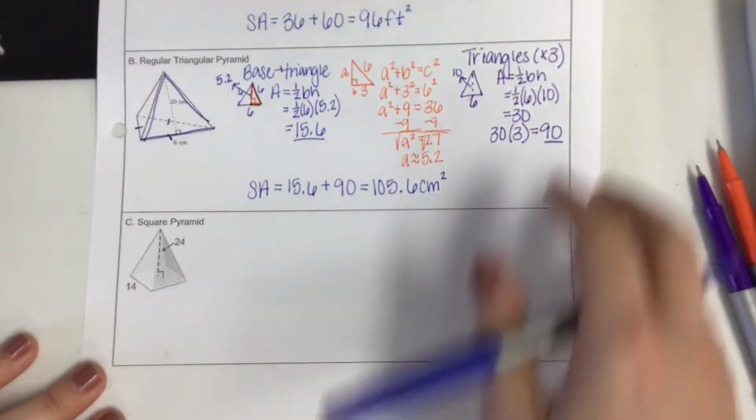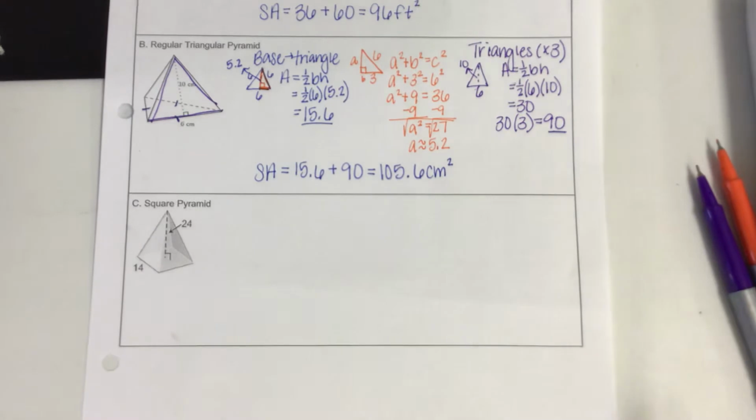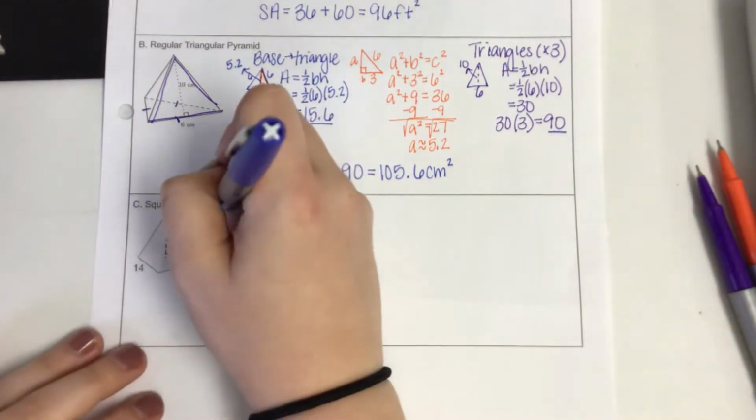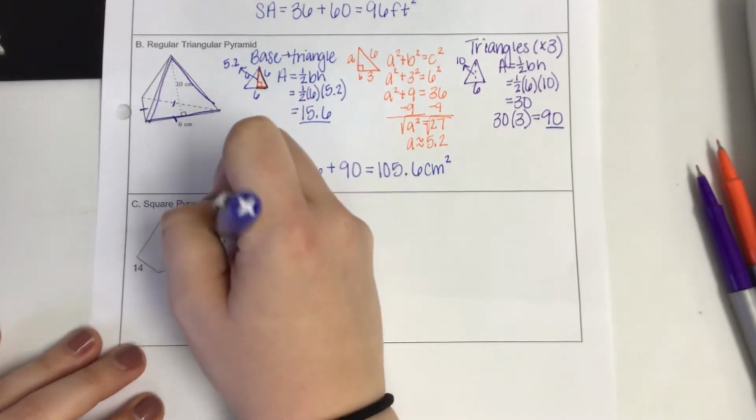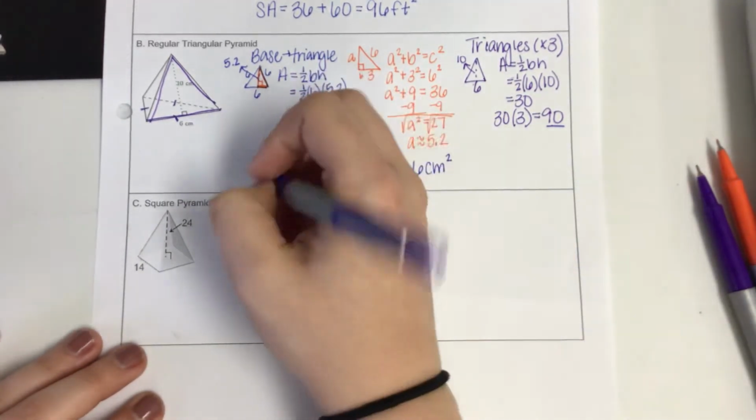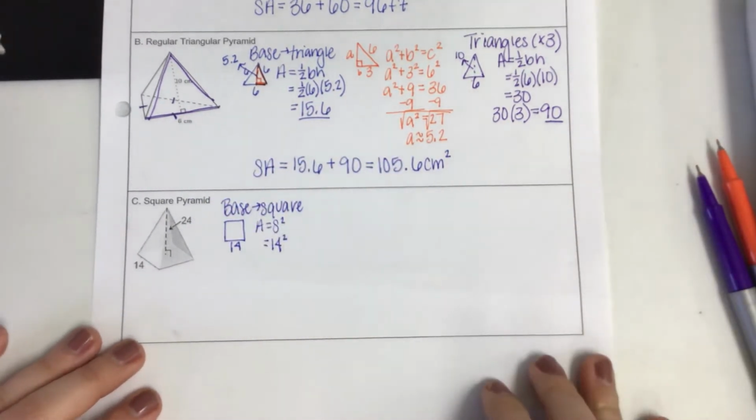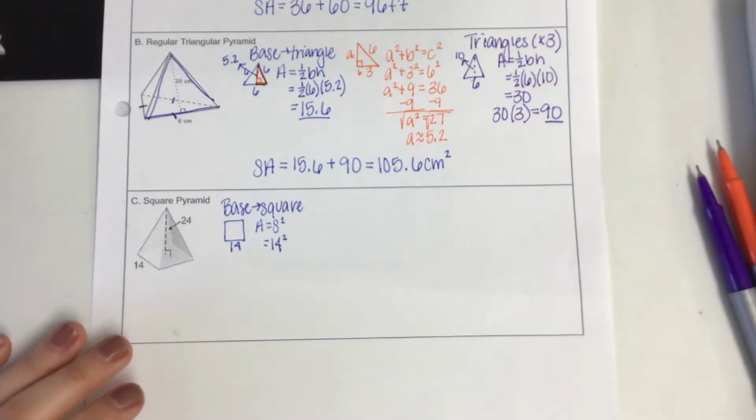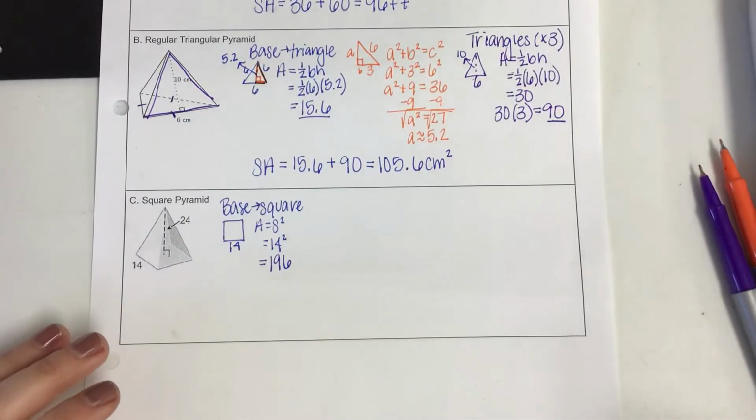Letter C is again another square pyramid. I'm not going to ask you to do these type of problems with rectangular pyramids. They will always be square. So this one is a lot like letter A up at the top. Again, we're going to start off with our base, and the base is a square. So we're going to redraw this square, and it has a side of 14. Our formula for a square is A equals S squared, where S is going to be 14. 14 squared is 196. So the area of my base is 196.